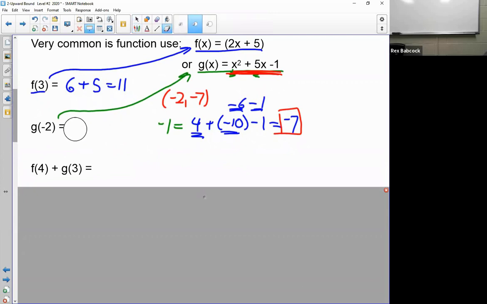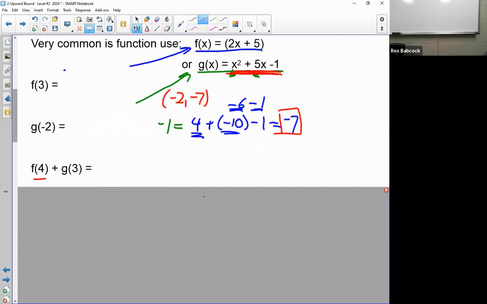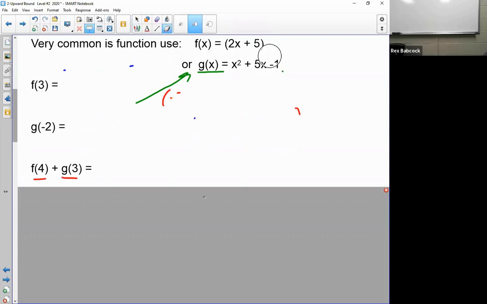See if you can do that one without me telling you. What is f of 4 plus g of 3? Give it a try. See if you can come up with a number for that.